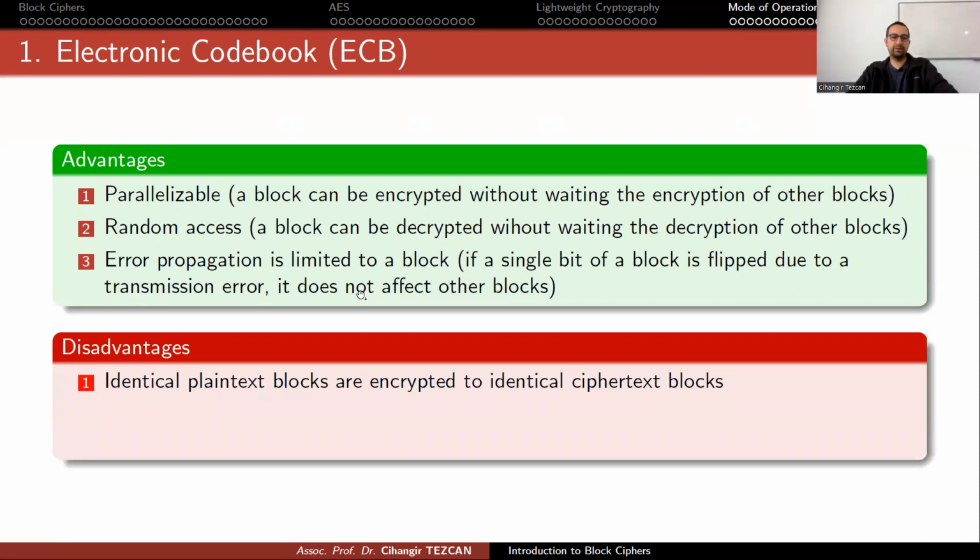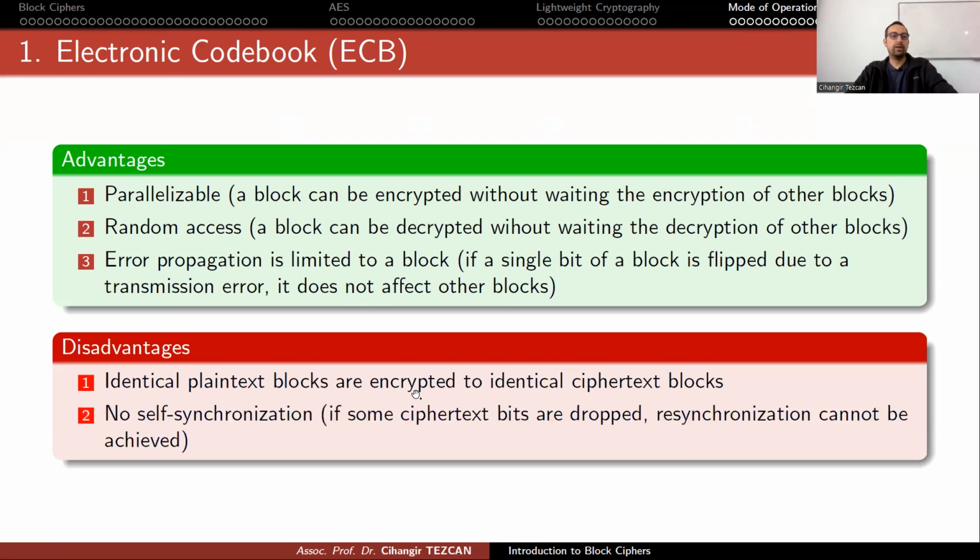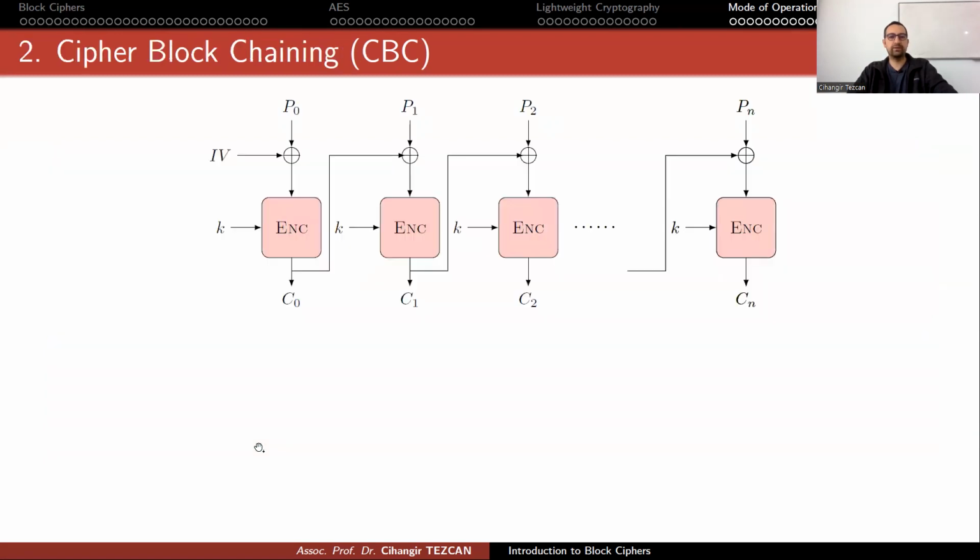Disadvantages: identical plaintext blocks are encrypted to identical ciphertext blocks. No self-synchronization, but none of these modes of operation provides self-synchronization, so it's not a problem to be discussed here, but we will see it during stream ciphers. Okay, the easy solution we said was to chain these blocks.